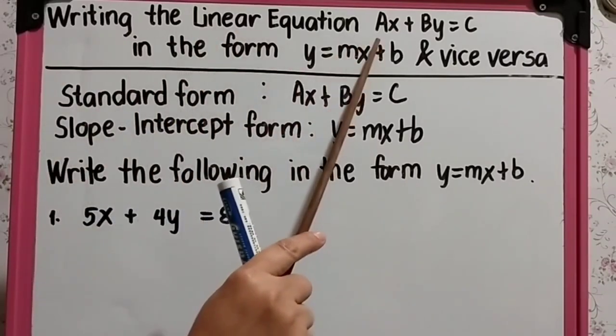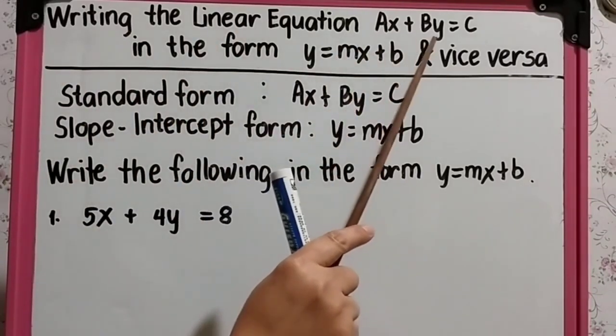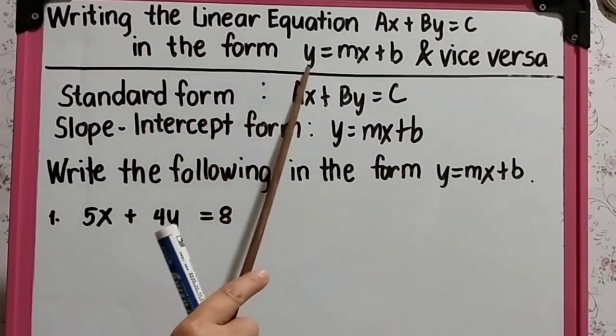To write a linear equation ax plus by equals c in the form y equals mx plus b and vice versa.